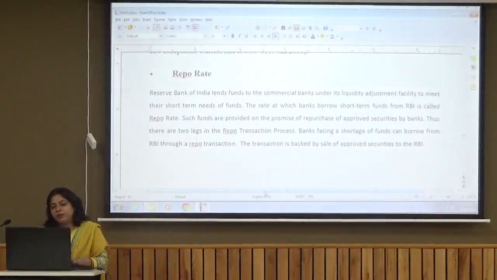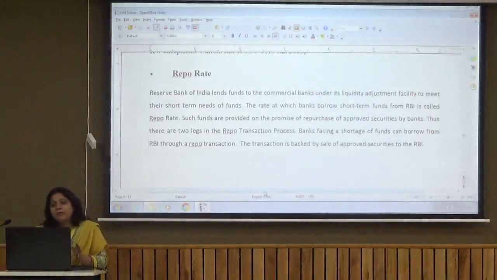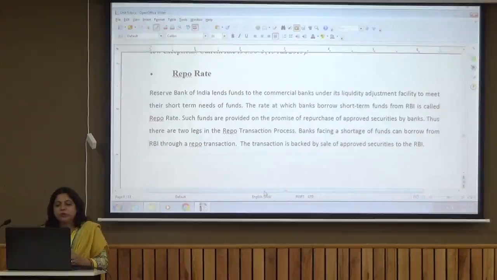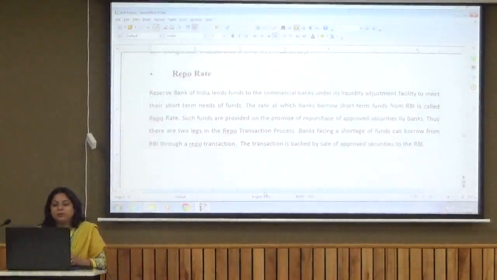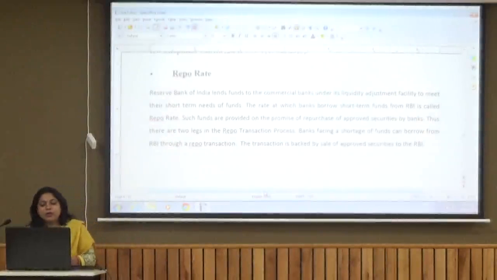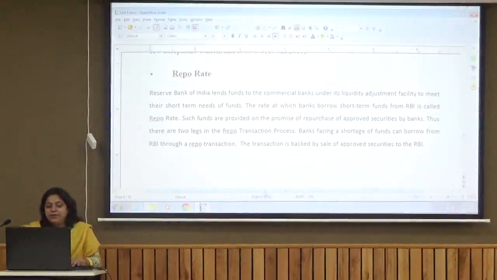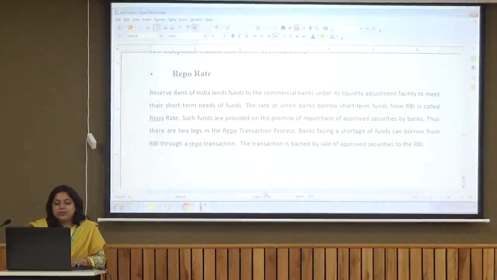Repo rate and reverse repo rate are very important items and a very important tool in the hands of RBI to maintain this. The rate at which the bank borrows short-term funds from RBI is called repo rate. Such funds are provided on the promise of market-determined repurchase of approved securities by the bank. So SLR securities are sold to RBI by the commercial bank to meet their immediate needs of funds for maintaining their CRR and SLR, and it is a promise by the bank to RBI that they will repurchase these securities. So this is repo rate.